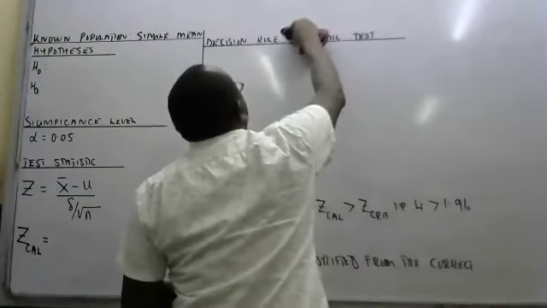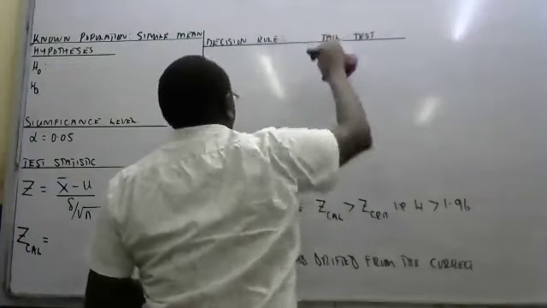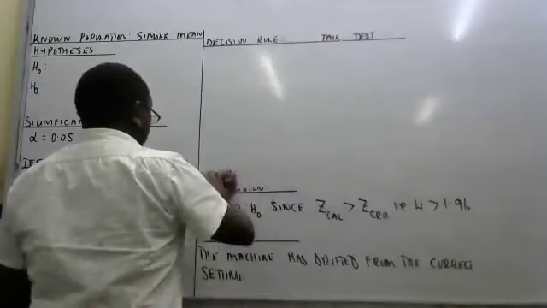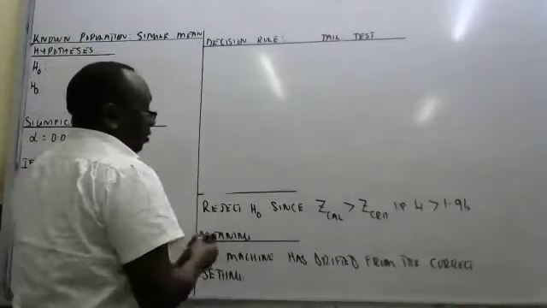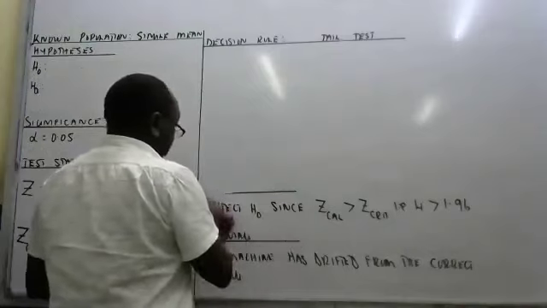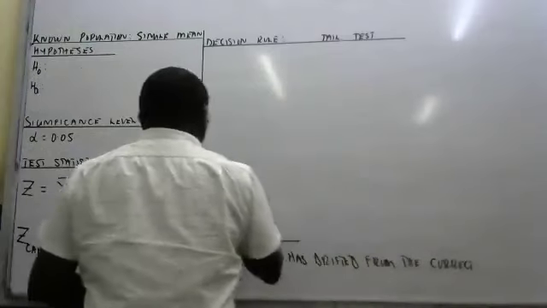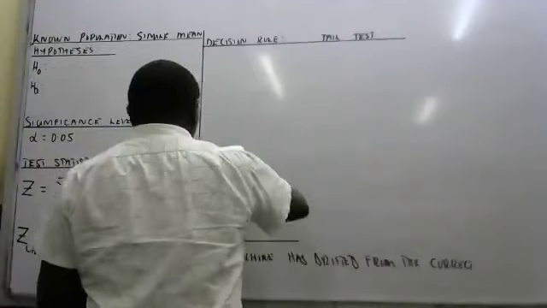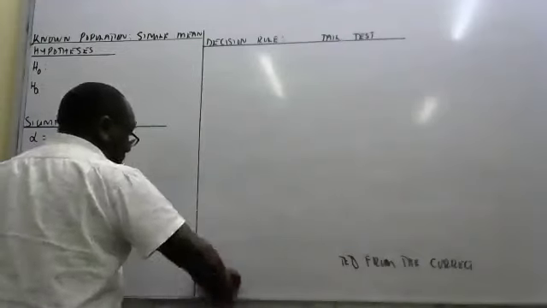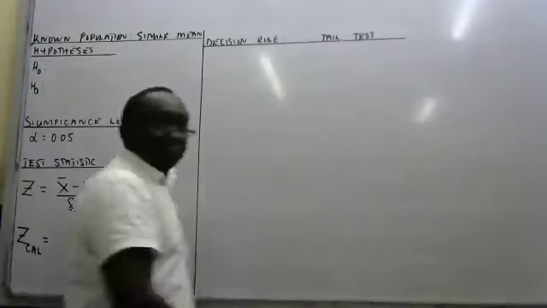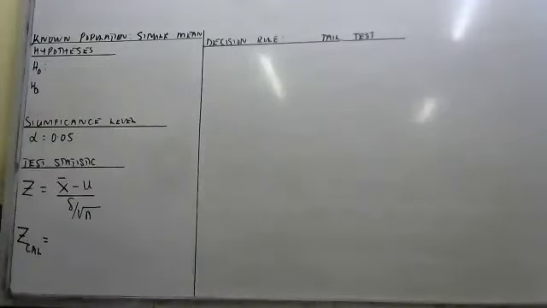So as usual, is the population known or unknown? It is known. Good. So a known population. After you write known population, are we dealing with a single mean or two means? Single. It's a case of single. So write it like that: known population, single mean.